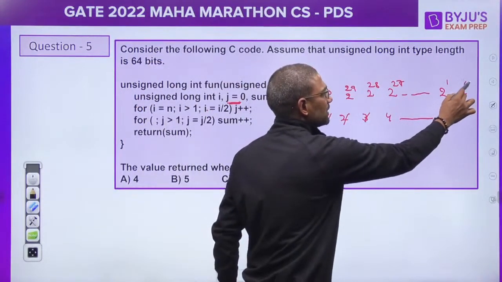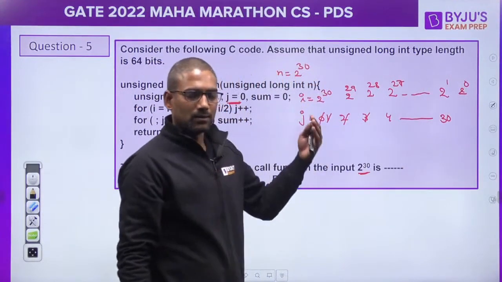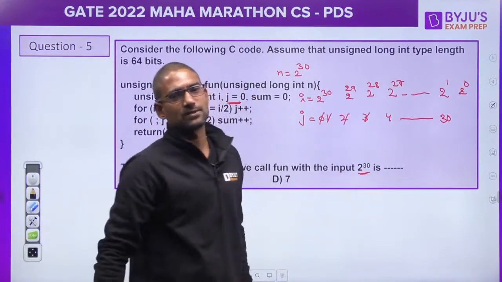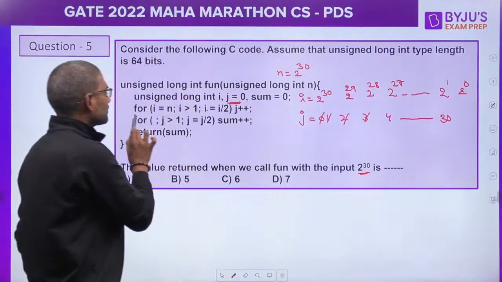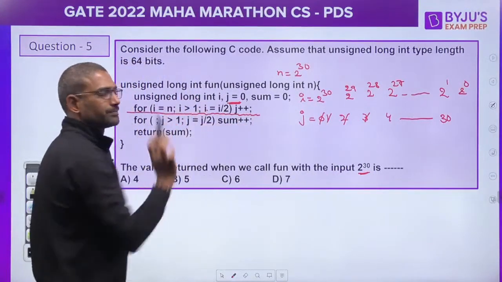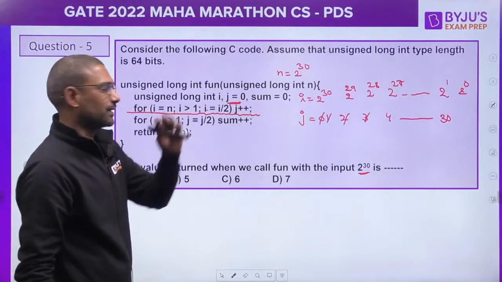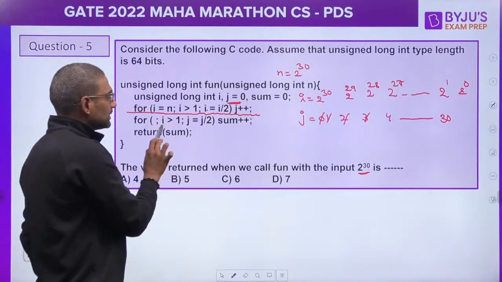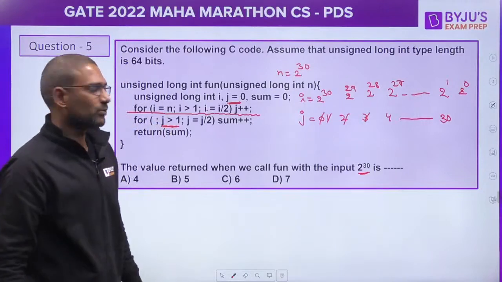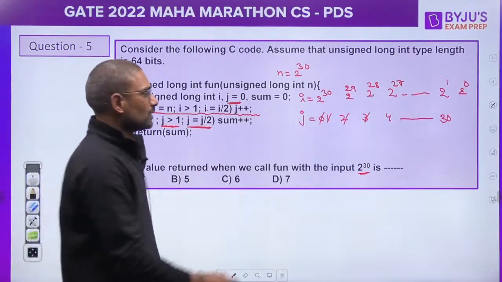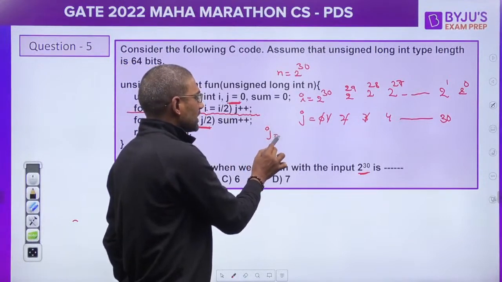Later i becomes 2 power 0, that is 1. 1 greater than 1 is false. So there the first for loop ends. So what is the j value we have got? 30. Taking that, until it is greater than 1, we are dividing j by 2. So we start j with 30.